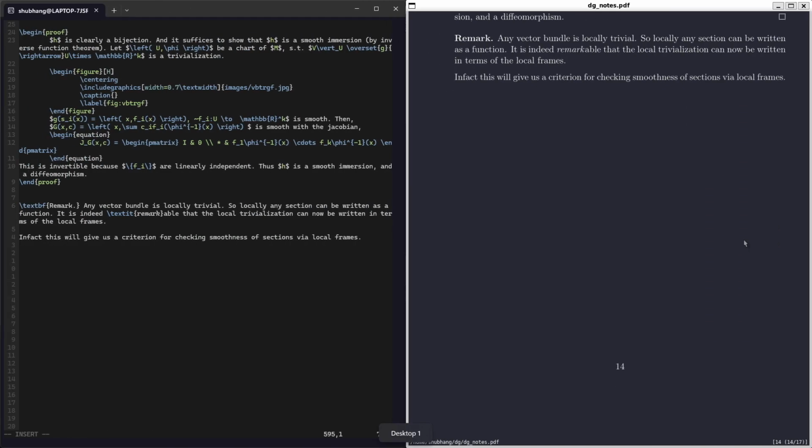Okay, this is part 4 of the DG vector bundles chapter. So let's go. The first proposition is again the smoothness criterion for sections using the language of frames.